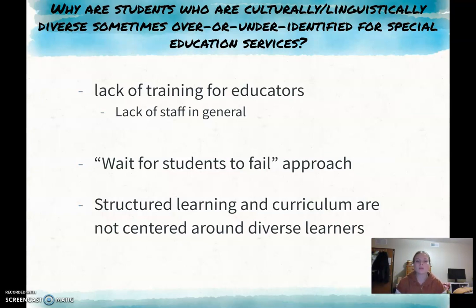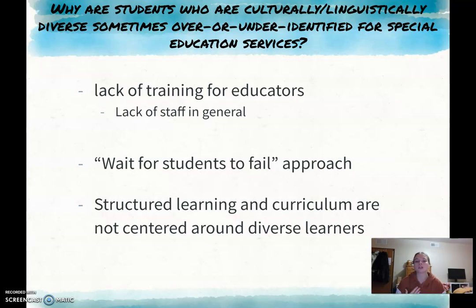There's also something called the wait-for-students-to-fail approach. It's, well, they're doing fine now, so we shouldn't give them any extra help unless they start struggling in the future. Which I think, if we get on top of things and we say, hey, we know that you are an English language learner, if you want, we can test you or assess you, and we can see if you need any extra help. That way we can stay on top of it, and it doesn't become a problem in the future.